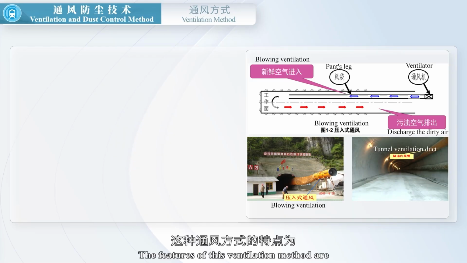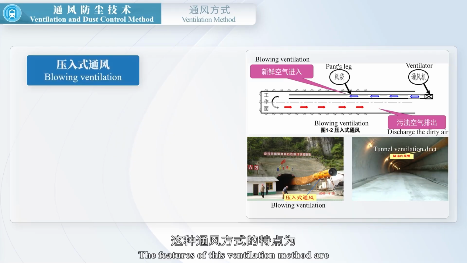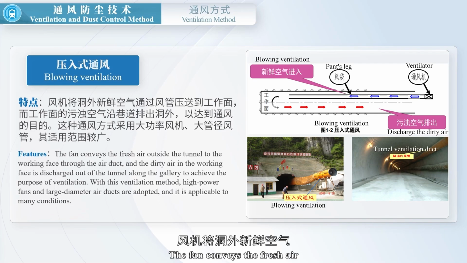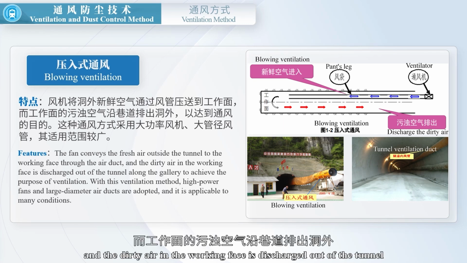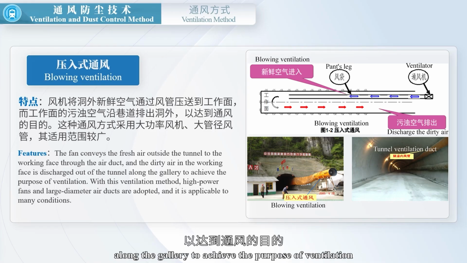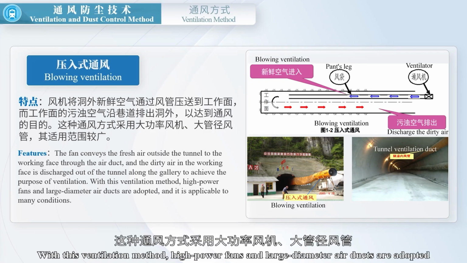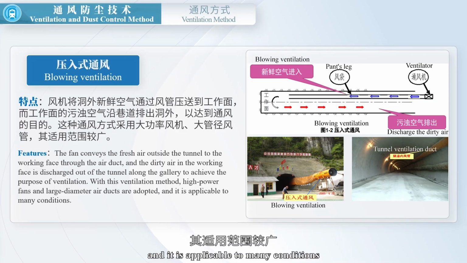The features of this ventilation method are: the fan conveys the fresh air outside the tunnel to the working face through the air duct, and the dirty air in the working face is discharged out of the tunnel along the gallery to achieve the purpose of ventilation. With this ventilation method, high-power fans and large-diameter air ducts are adopted, and it is applicable to many conditions.